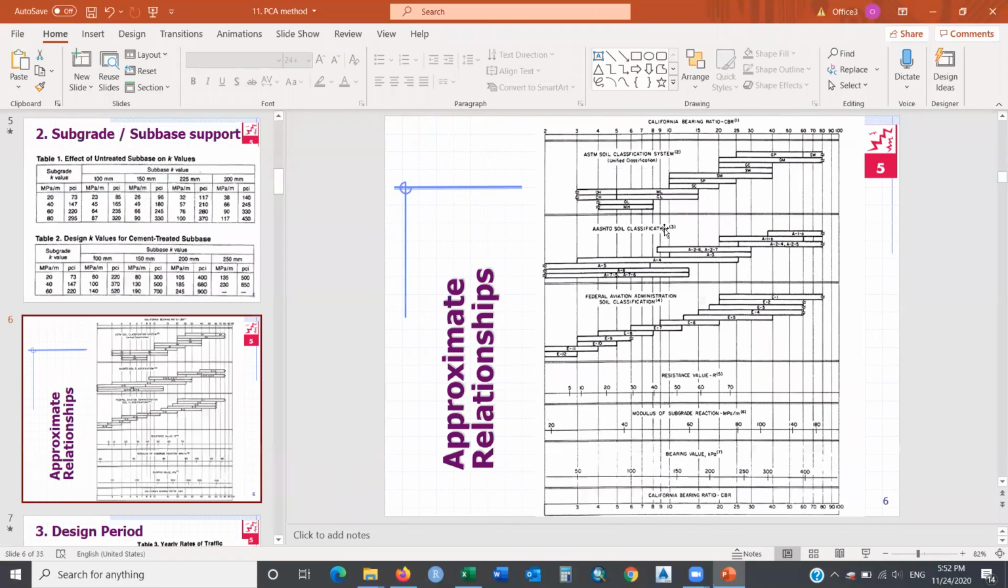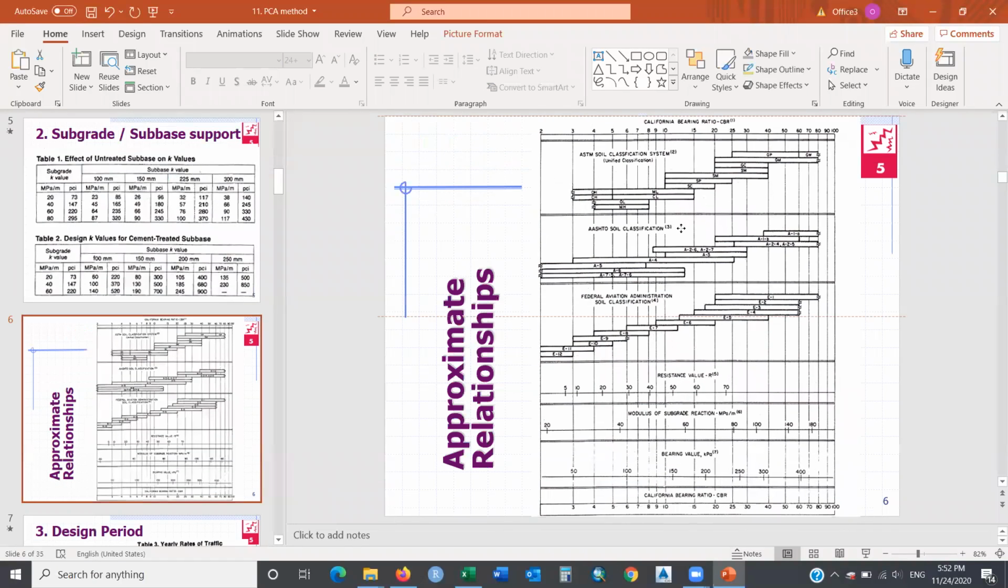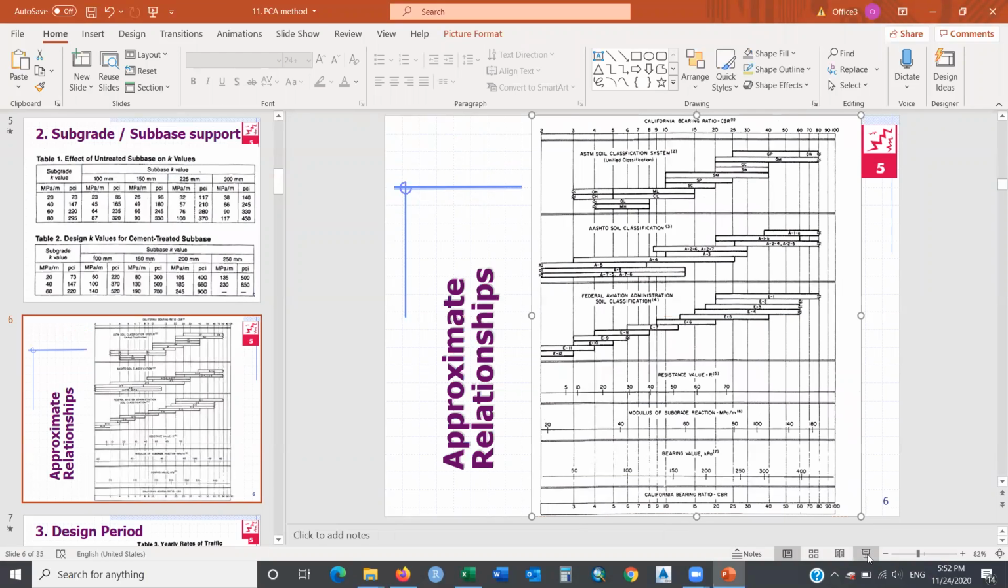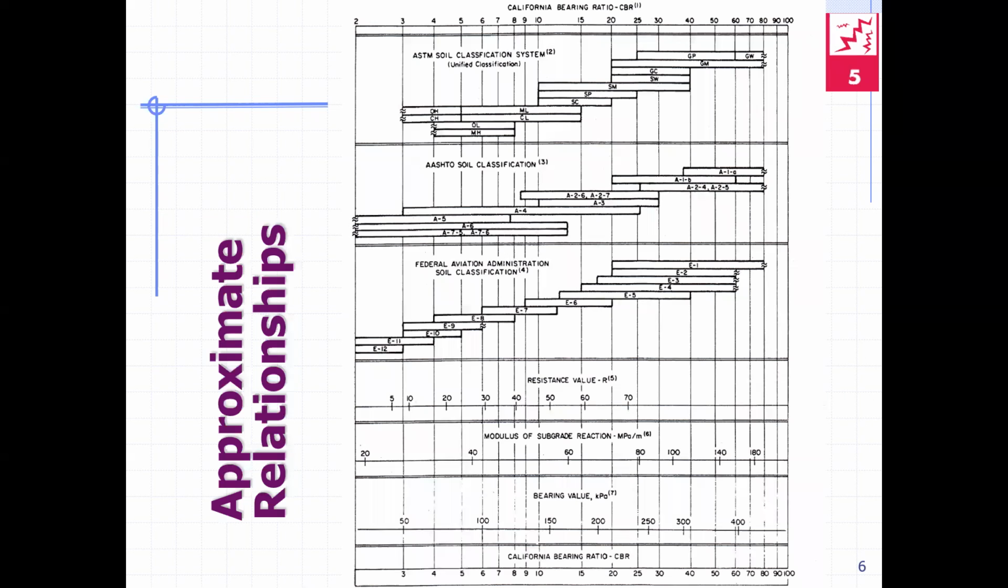The Portland Cement Association provides some equivalencies between different methods and the modulus of subgrade reaction, which is the one they use in megapascals per meter. So if you have ASTM soil classification, AASHTO soil classification, Federal Aviation, or any other thing like California bearing ratio, you can get equivalency values from there.